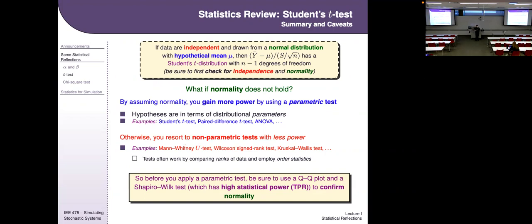Then you can use the exact same reasoning. The only downside is the U-test is going to be far less sensitive than the t-test, so you lose power if you can't assume normality. All right, any questions on that?